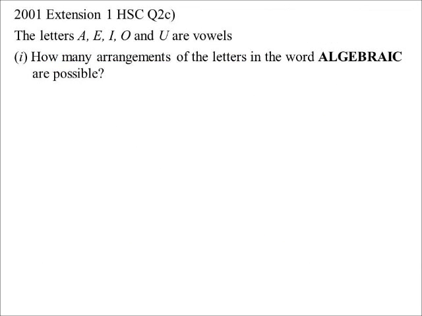Here's an HSC one. Now, of course, in the HSC, they explain everything. They can make no assumptions. The letters A, E, I, O, and U are things we call vowels. Okay, just in case. How many arrangements of the letters in the word algebraic are possible? And they are meaning using all of them, because it's arrangements of all the letters. Well, algebraic has 9 letters in it, and now we're looking for repetitions. There are 2 A's, but that's it, isn't it? So there we go. 9 factorial divided by 2 factorial, the number of ways we could have arranged the A's if they were different letters.